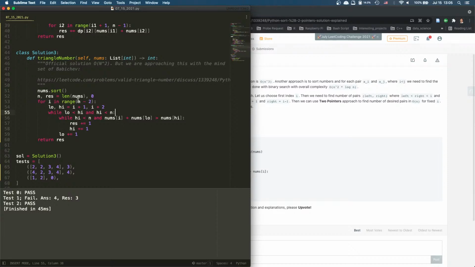So we have 2, 3, 4, but we don't do 2, 4, 4. Why don't we do 2, 4, 4? Because the low never plus. Let me see. Low plus equal to 1.